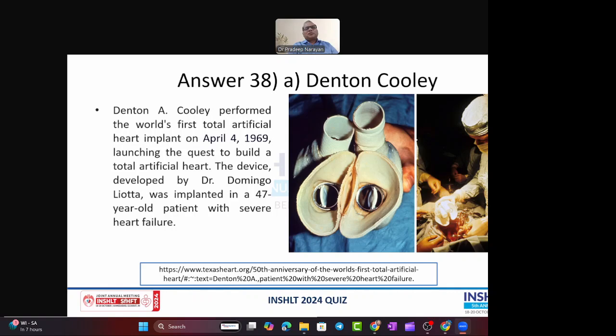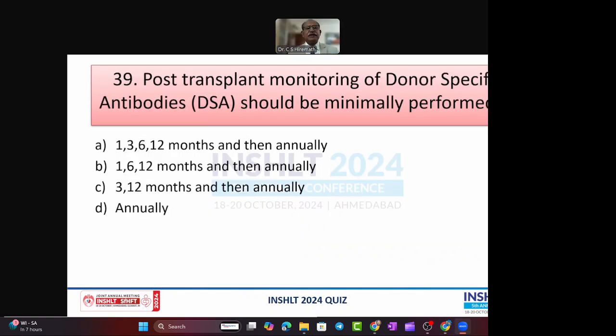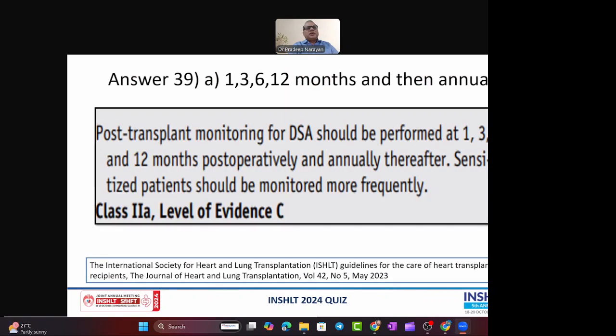Okay. Next slide, please. Post-transplant monitoring of donor-specific antibodies should be minimally performed at. Yeah, so I think again the choice is A. The guidelines say very clearly that all patients should be monitored 3 monthly and after that annually. So that is what we need to do. Next slide, please.